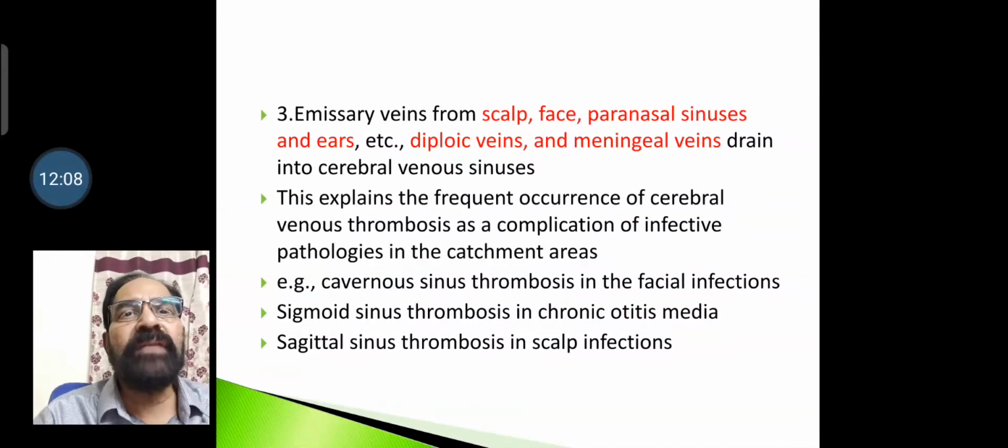Further, emissary veins from the scalp, face, paranasal sinuses and ears, diploic veins, meningeal veins drain into cerebral venous plexuses. This explains the frequent occurrence of cerebral venous thrombosis as a complication of infective pathologies in the catchment areas. Example, cavernous sinus thrombosis in facial infections. Example, that is sigmoid sinus thrombosis in chronic otitis media. And another example is sagittal sinus thrombosis in scalp infections.